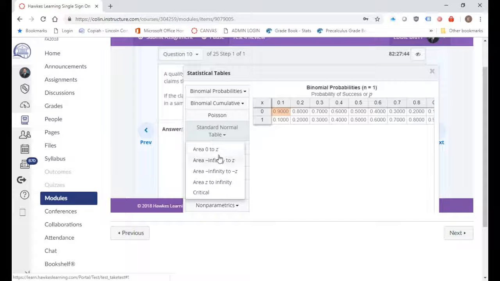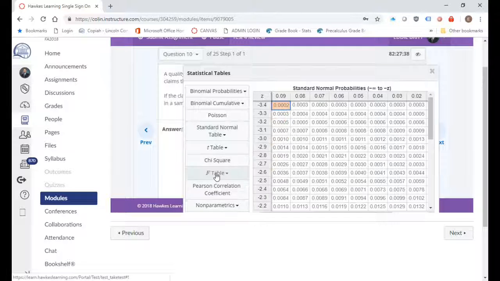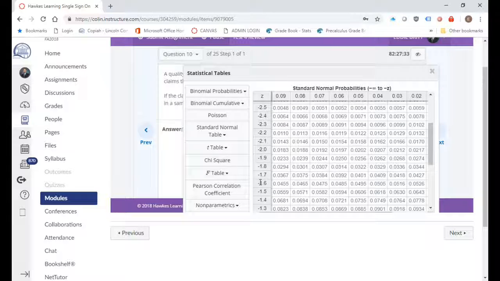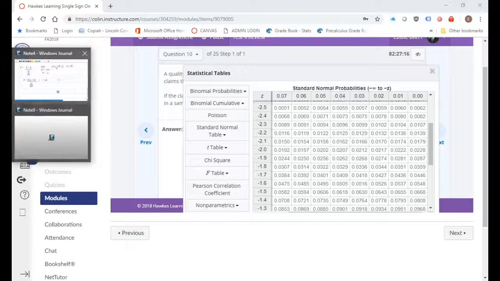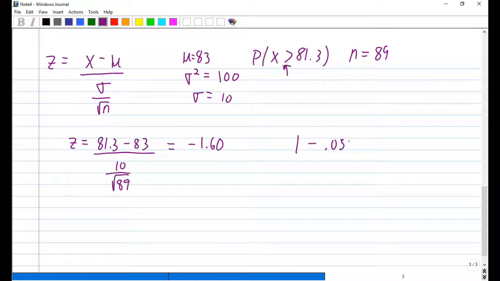Standard normal table, and we had a negative z-score, so we're going to look at the area negative infinity to negative z, and we're looking up negative 1.60, so negative 1.6, and then the 0 is in the last column, negative 1.60. So we're going to say 1 minus that, and that will give us our probability. So 1 minus 0.0548. When you plug that in your calculator, you should get 0.9452. So that's the answer.